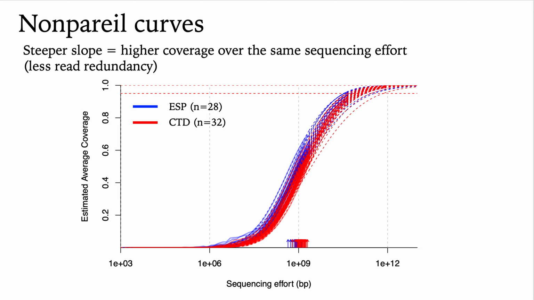sequence your sample. So in this example, you can see that these curves represent sequencing effort on the x-axis against estimated average coverage on the y-axis. And in this example, I have two groups of metagenomes, and you can see that the blue group has better coverage on average because the slope of this line is steeper, and you're going to get to your fully covered metagenome with less sequencing effort. So I highly recommend doing something like Nonpareil if you are concerned about the depth of your sequencing and what it might represent.